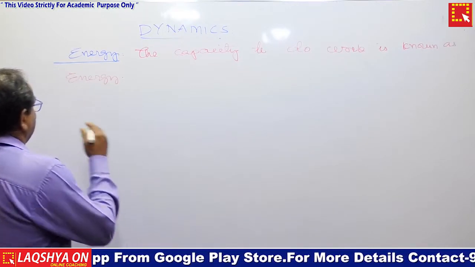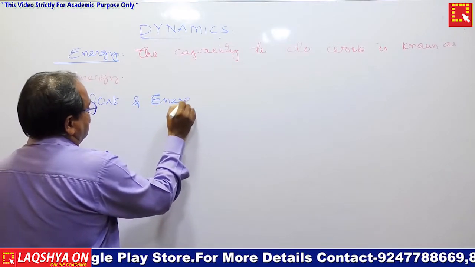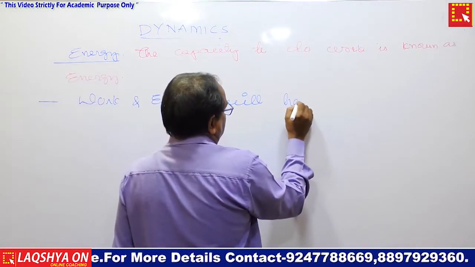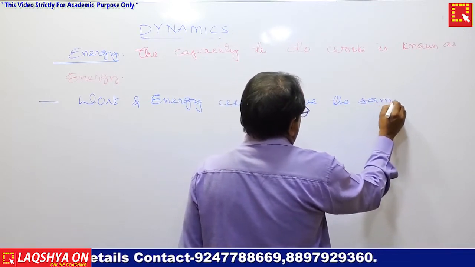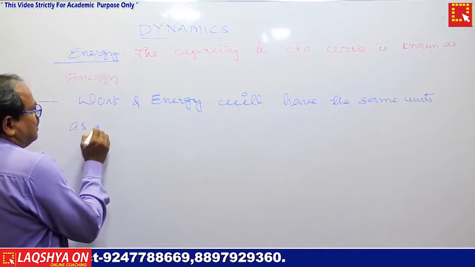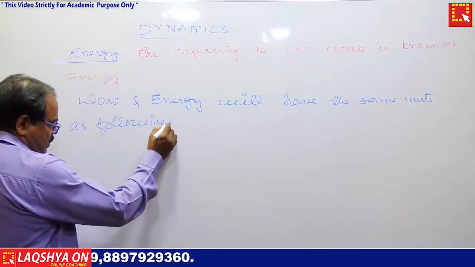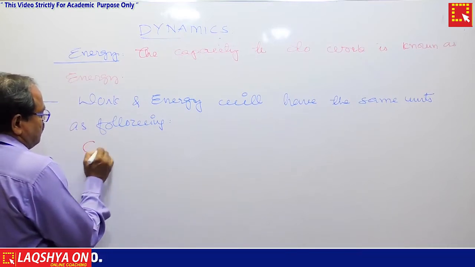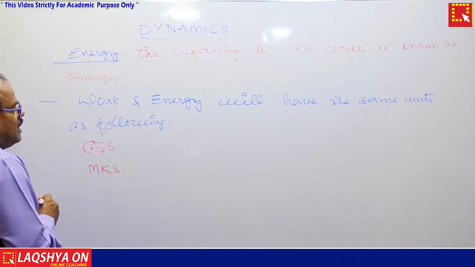Therefore, work and energy will have the same units. The units for work are nothing but the units for energy, as follows. Now, what are the units? CGS units and MKS units.